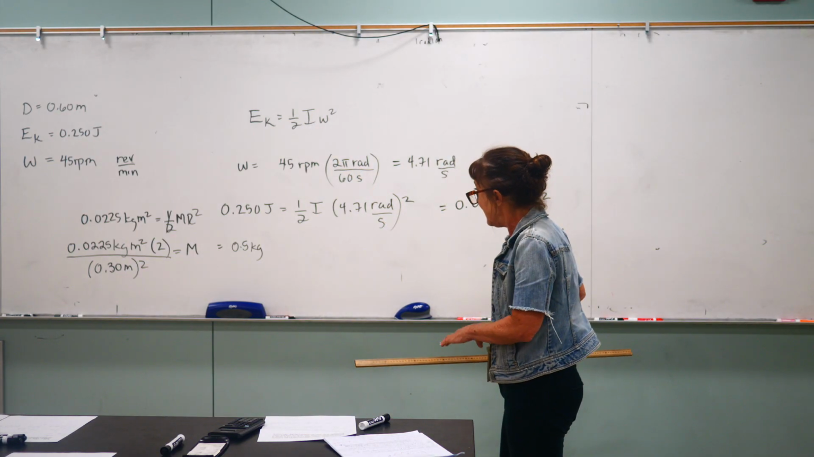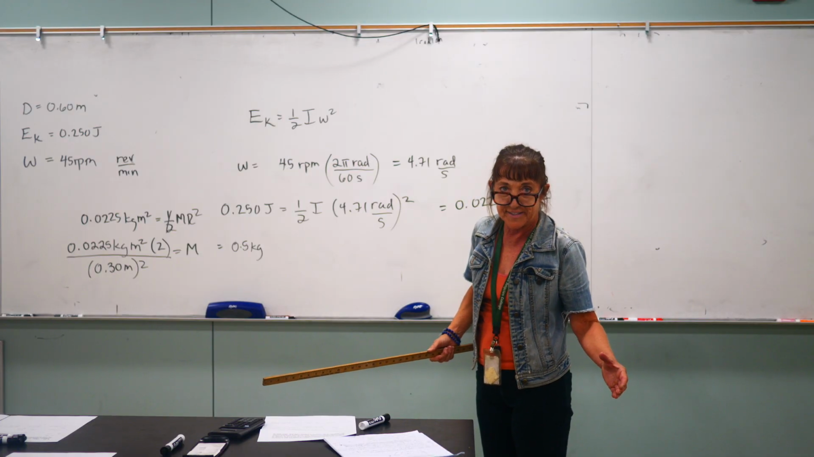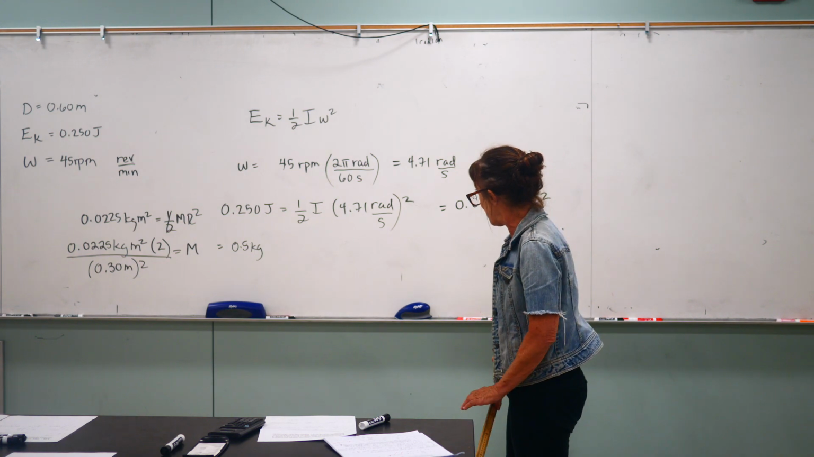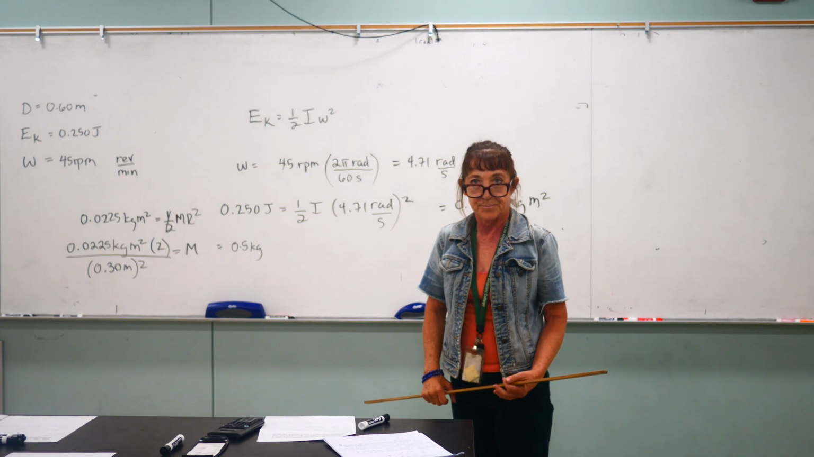Once we had I, we knew that the problem said we model it after a solid cylinder. So once we had I, we set that equal to 1/2 m r squared and solve for the mass. Thank you.